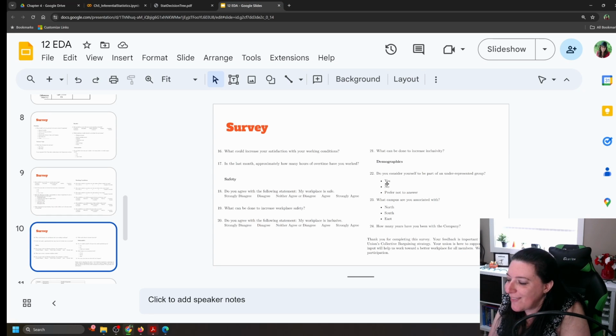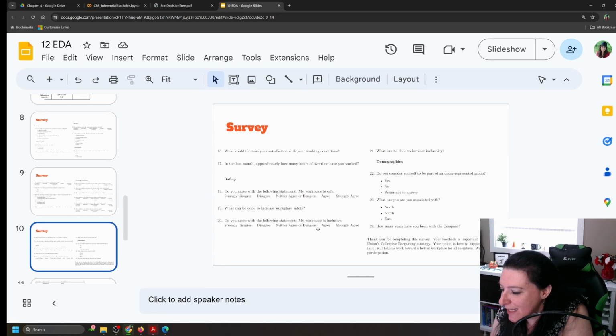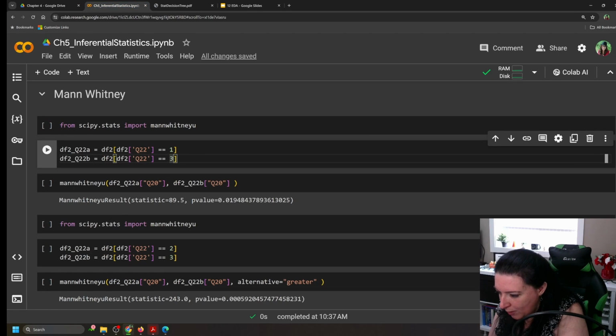So I think when I created this, I'm trying to figure out what I was testing. What we want to know is ultimately, is there a difference in their opinion? And here, question 20. Question 20 says, my workplace is inclusive. So our thought as we're looking at this is we could look at how do people who are in underrepresented groups feel? Do they feel that it's inclusive? And those who are not part of an underrepresented group, do they feel that it's inclusive? So we could run the test and we could run 1 and 2. Okay, so let's start there.